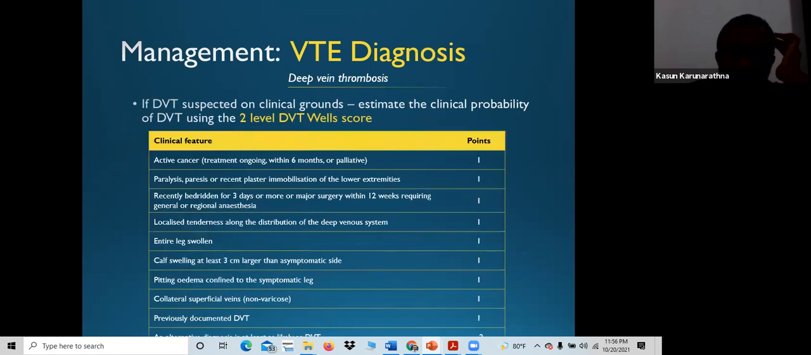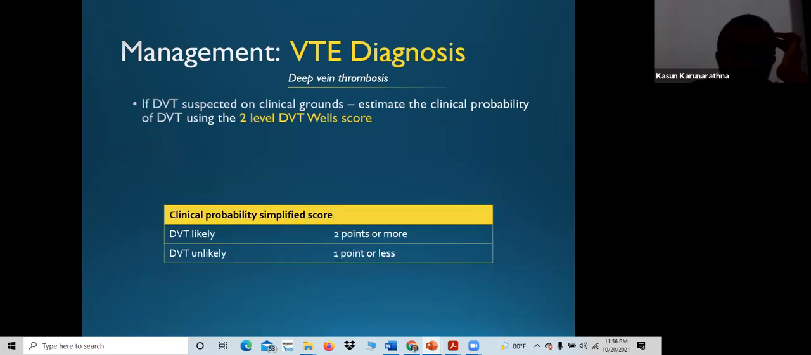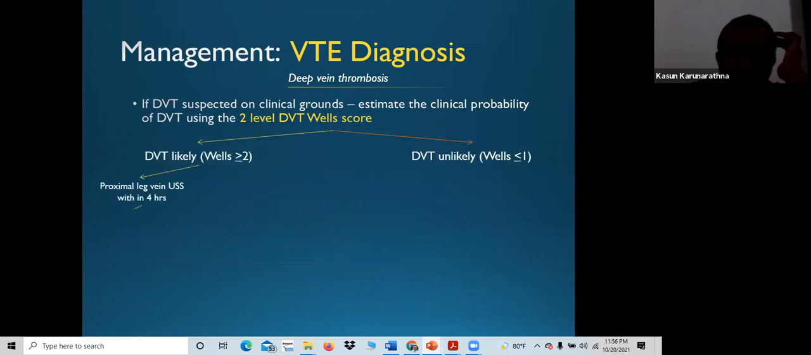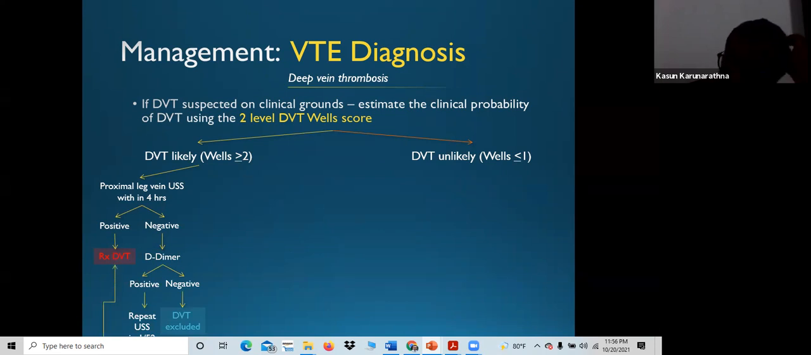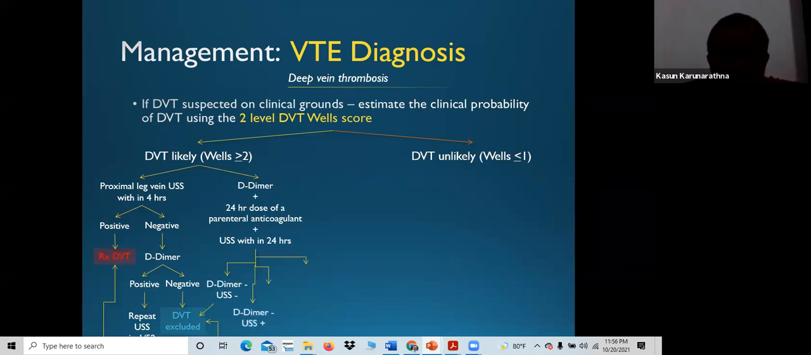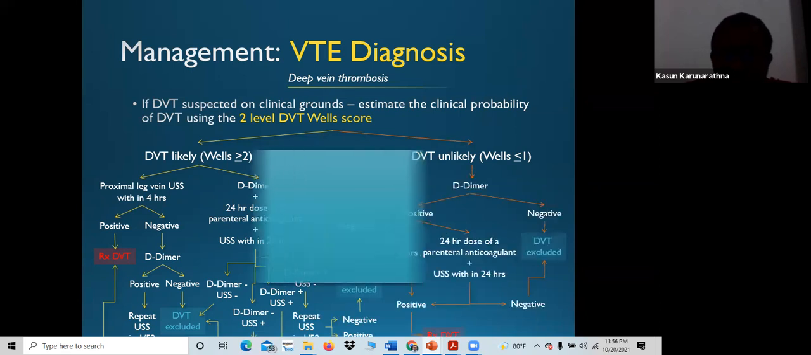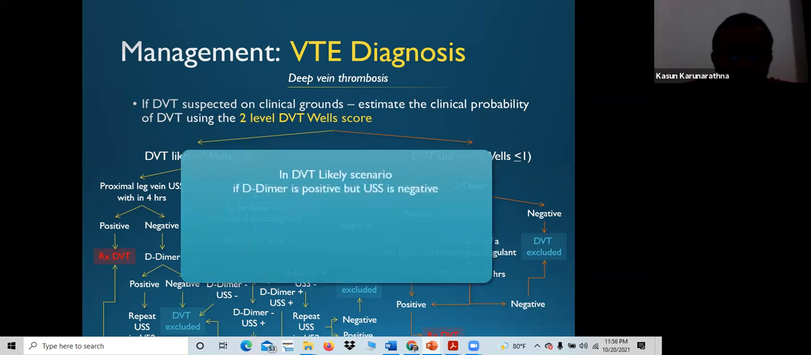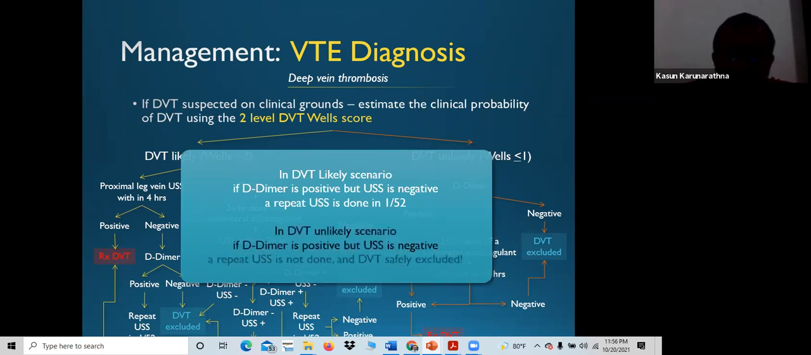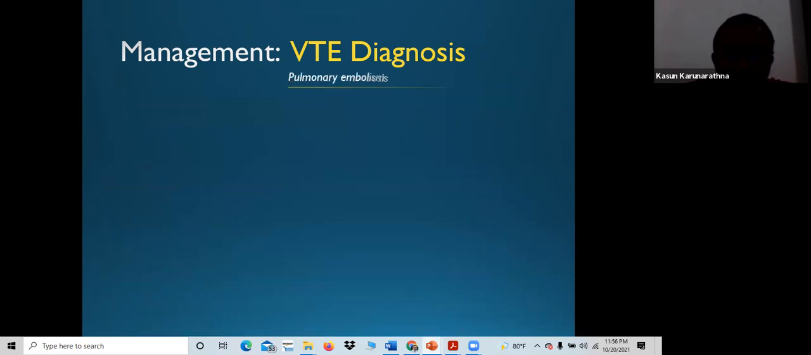Diagnosis is talked about with the Wells score, and we can support the Wells score with D-dimer and confirm the diagnosis. I think it's time to discuss this. DVT likely scenario: if D-dimer is positive but ultrasound is negative, repeat the ultrasound scan. You won't need this much detail, I think. We go to management.